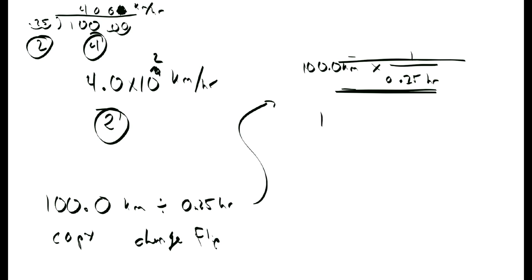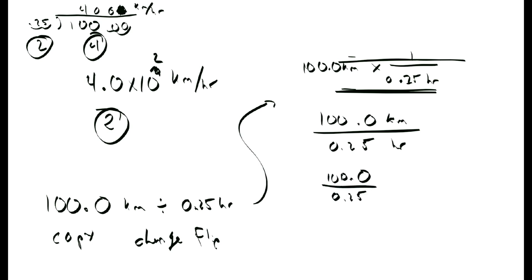So 100.0 kilometers over 0.25 hours is equal to 100.0 over 0.25 kilometers per hour.